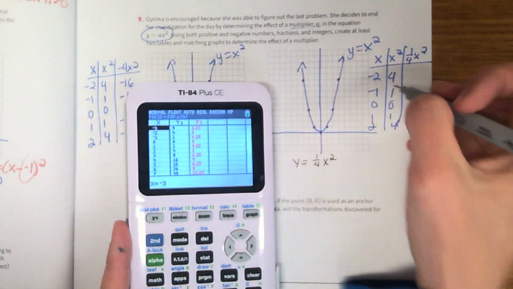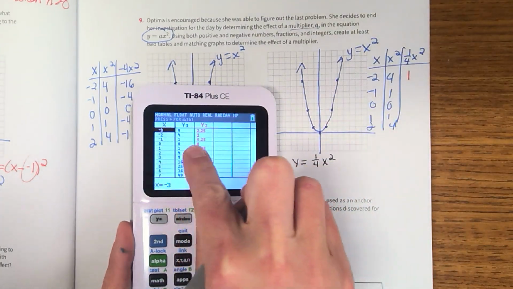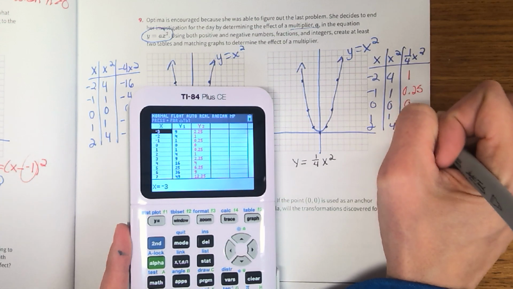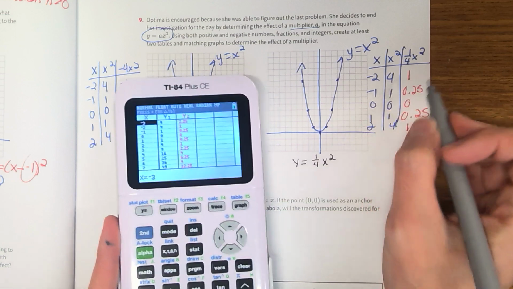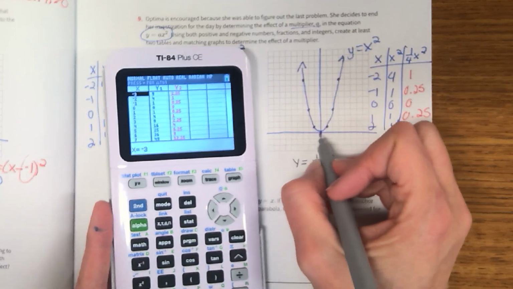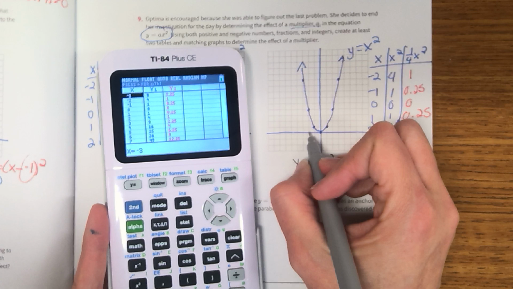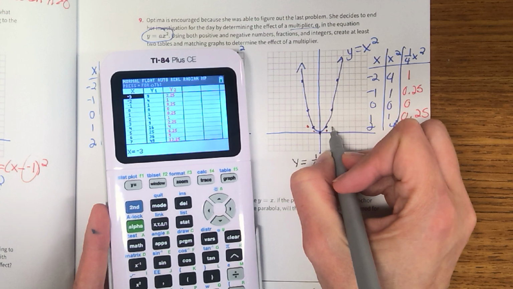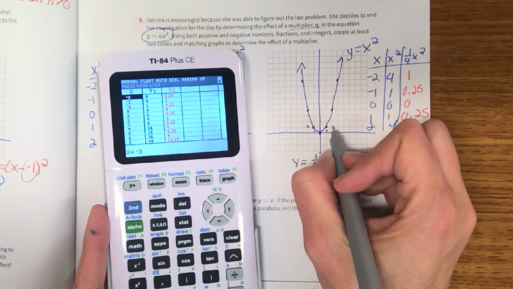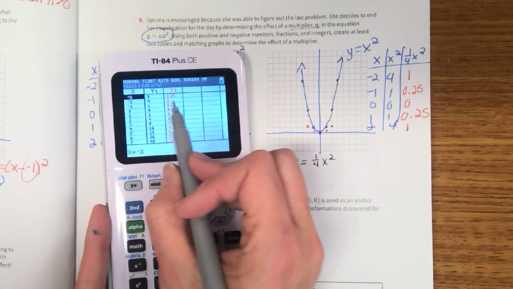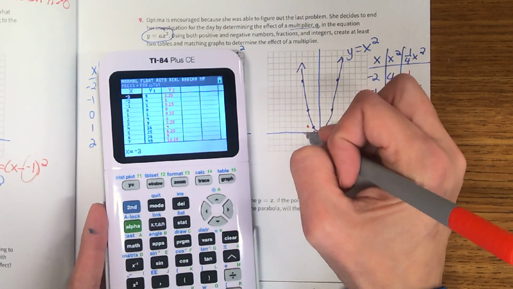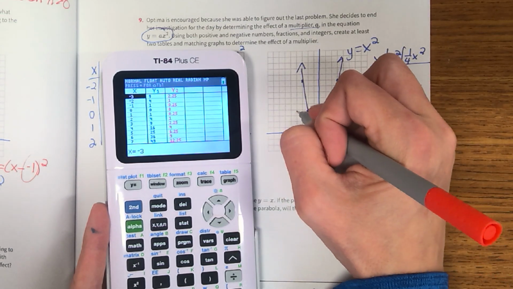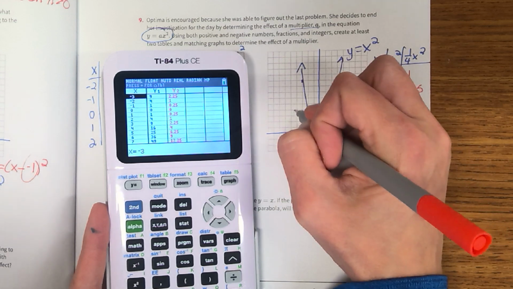Let's check it out. So at -2, we're at 1. At -1, we're at 0.25, 0, 0.25, and 1. So we can see we don't have very far to go. So from -2, I'm only going to go to 1. At -1, I'm at 0.25. I'm here, 0.25. And I might need to get another one off of this table. So at -3, I'm at 2.25, like here and like here. So we have this really wide base on this parabola.